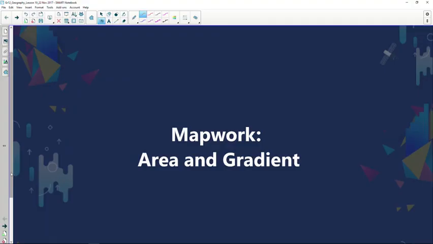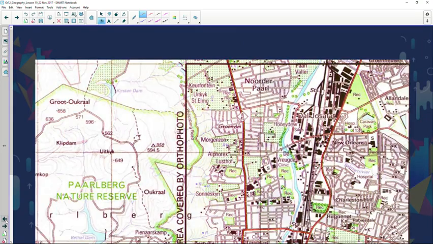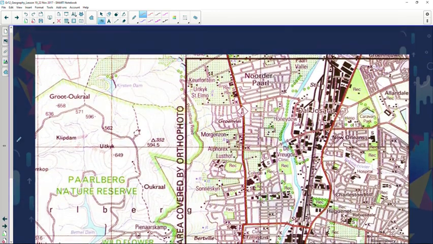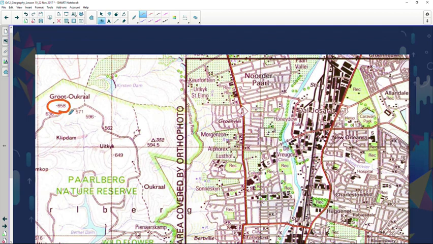Now the previous lesson we looked at distance and how to calculate distance. I need to revise this topic quickly with you, because the formulas that we use to calculate distance we're going to use again when determining area and gradient. So if you quickly go to our map of Pole, if you want to calculate distance, let's say from spot height 658 to the reservoir over there, what do we need to do?